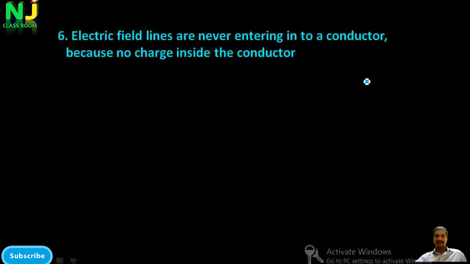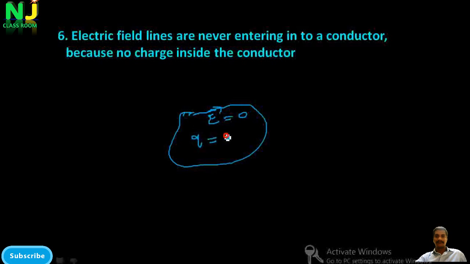The next property is electric field lines never enter into a conductor because there is no charge inside the conductor. For example, consider a conductor. Remember, inside the conductor, the electric field is zero. We will discuss it later, and also derive the electric field due to a charged conductor. Inside the charged conductor, remember, the charge is always equal to 0. Only the electric field: for example, if it is positively charged, the electric field always acts normal to the surface and always outside the charged conductor.